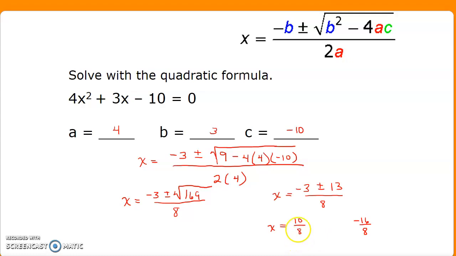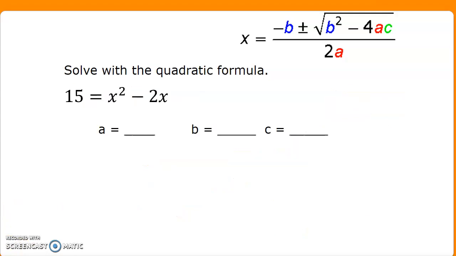So my two solutions here: x is 5/4, and I'm running out of space, so I'll come up here. 5/4, positive, and negative 16 divided by 8 is negative 2. So those are my two solutions, one positive and one negative in that case.